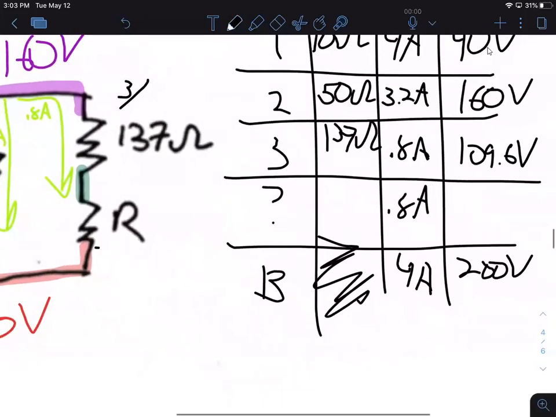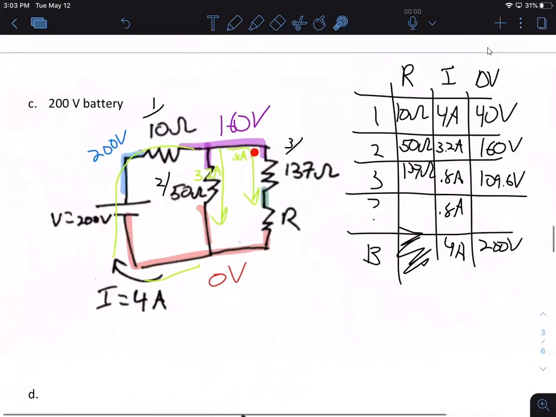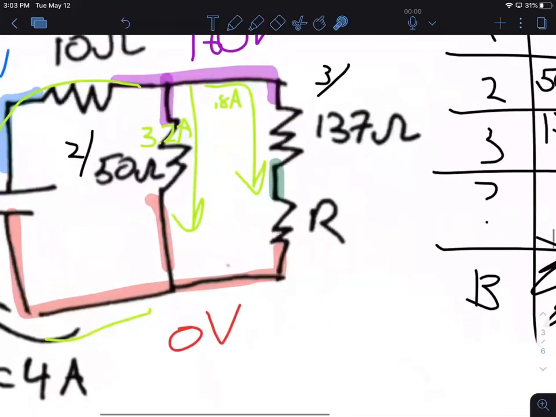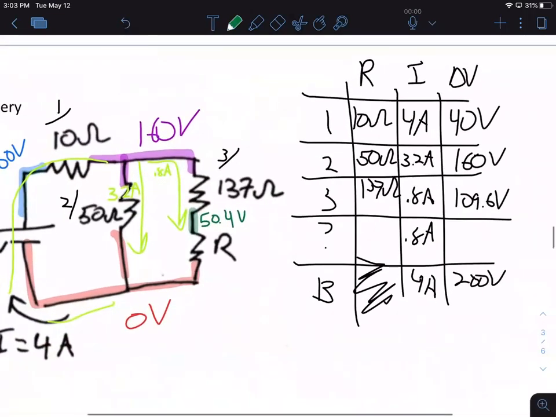Let's go back to our circuit here. That's the change in voltage of the 137. So I'm at 160, I'm getting rid of 109.6. That's going to be 50.4 at this green area. 50.4 volts, yeah, 50.4, 109, 159, and then yeah, we get that last little bit. Nice.